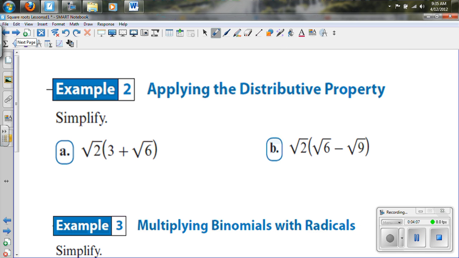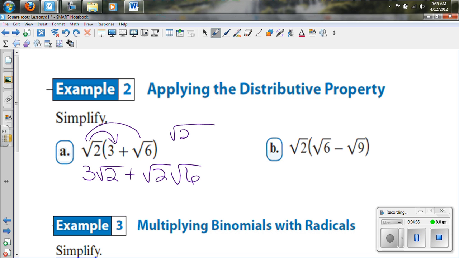We can multiply using the distributive property with square roots as well. So here we're going to take square root of 2 times 3, and I'm going to rewrite that as 3 square root 2 because we always want the number that doesn't have a radical in front of the one that does. And then I'm going to multiply square root of 2 times the square root of 6. The first one we can't simplify any, but the second one we can, because that's really the square root of 2 times 2 times 3. Using prime factorization, we can then pull the square root of 2 times 2 out of there.